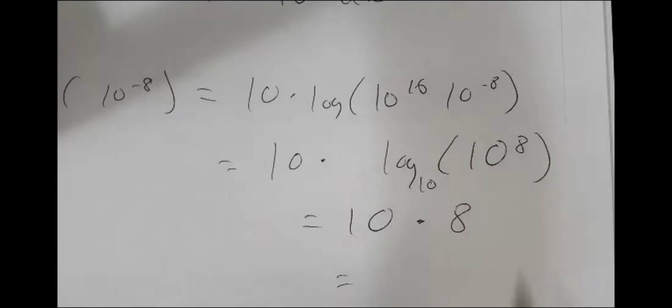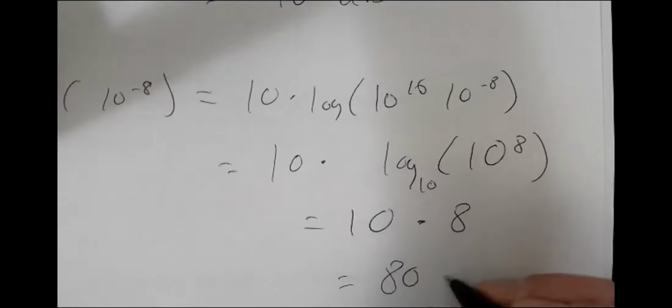If I look here, this is log base 10 of 10 to the 8th. This thing should be giving me 8. I want to know if this thing was a base 10, what would my exponent be? It is a base 10. It's got an exponent of 8. So log base 10 of 10 to the 8th should be 8. And this is going to give me 80 decibels.